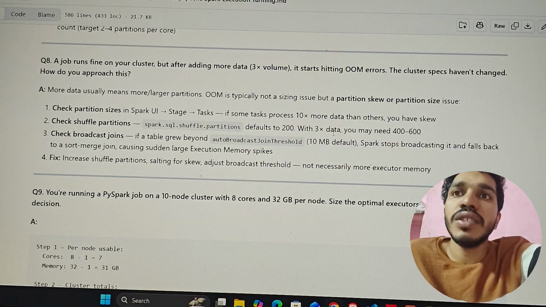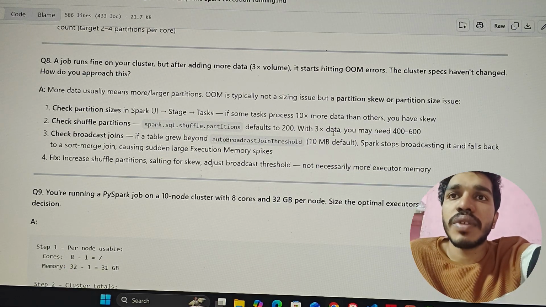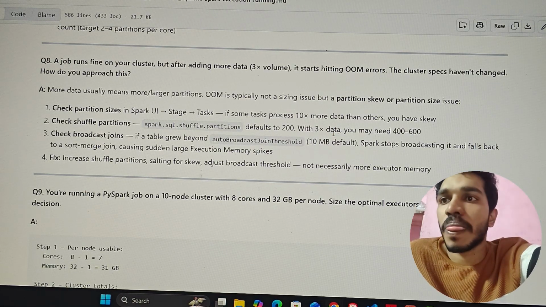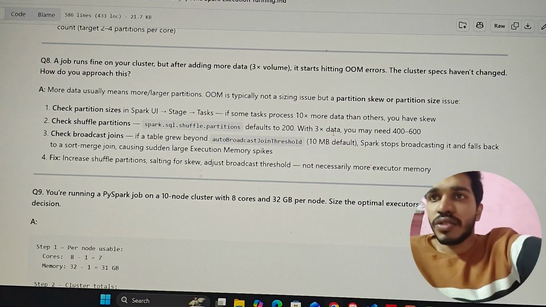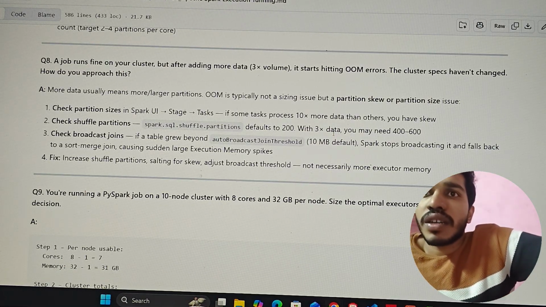Then the 8th question: a job runs fine on your cluster, but after adding more data, meaning 3x volume, you start hitting out of memory errors. The cluster size hasn't changed. How do you approach this? Again, the job ran fine on the cluster, but with more data, it starts hitting out of memory errors. So what will we do?